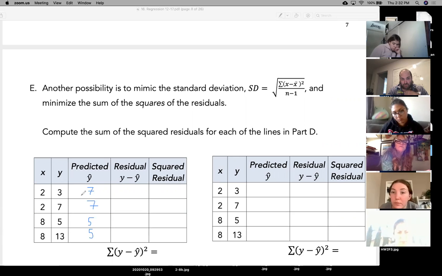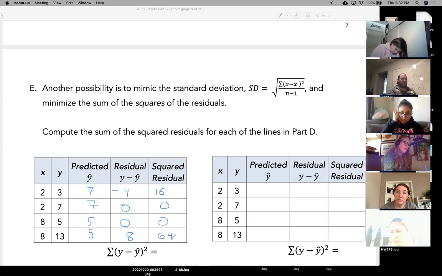This gives us 3 minus 7 is -4, whose square is 16. 7 minus 7 is 0, whose square is 0. 5 minus 5 is 0, whose square is 0. And 13 minus 5 is 8, whose square is 64. So when I take these numbers and I add these squares, what do I get? Let's see. 80. This gives me 80.